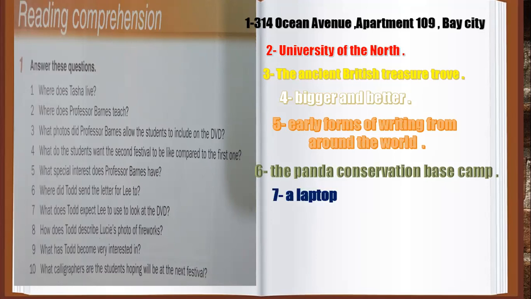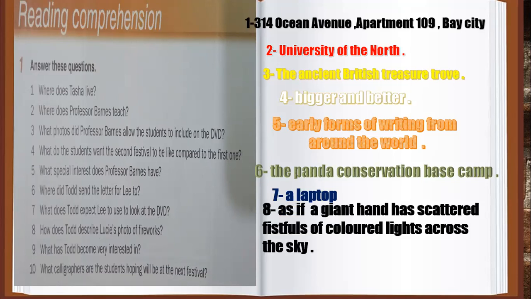How does Todd describe Lucy's photos of fireworks? Do you remember the simile that we have in the second letter? They describe the fireworks as if a giant hand has scattered fistfuls of color in the sky. So, again, the fireworks were as a giant hand has scattered fistfuls of colored lights across the sky. What has Todd become very interested in? He is interested in pyrotechnics.